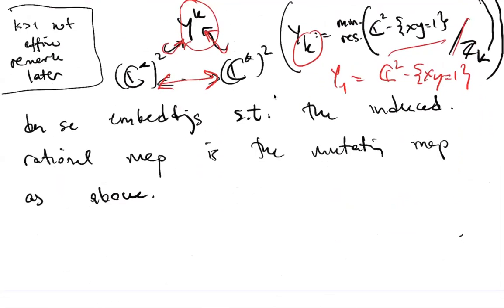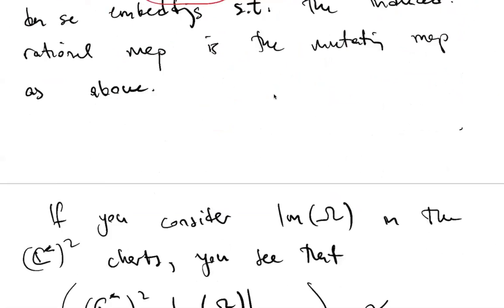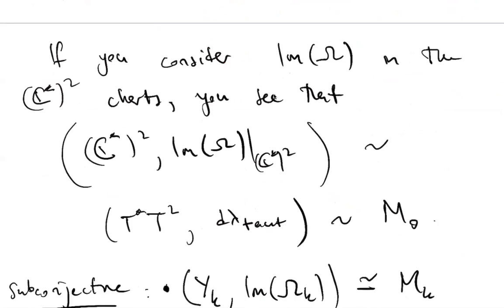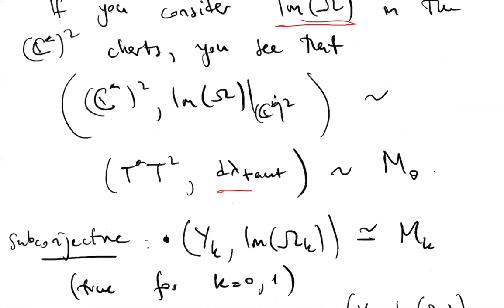Okay, using this one has the advantage that normally when I just glue these two C star square charts, I'm missing something from this Yk. But I want to actually think of them as gluing into this Yk, so I don't want it to miss those holes. Now if you consider the imaginary part of this log form on the C star square charts, you see that it's the standard form on T star T2. It's the tautological, standard cotangent bundle form. And the standard cotangent form is just N0.